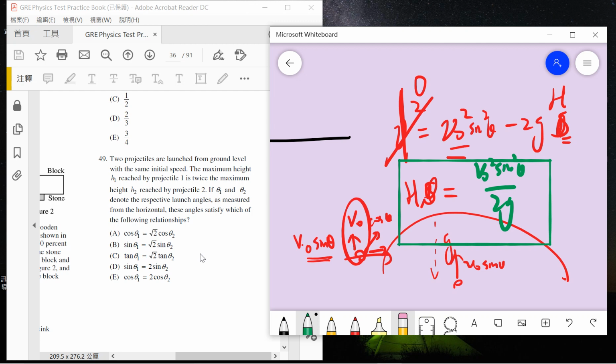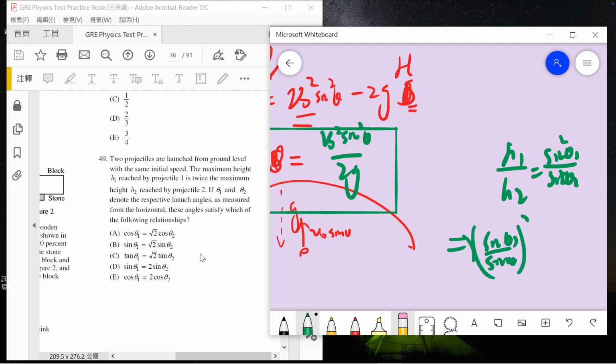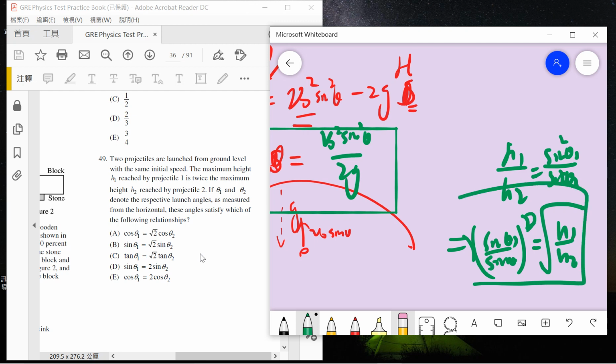Okay, so we have h1 over h2 is proportional to sine theta 1 squared over sine theta 2 squared. So sine theta 2 over sine theta 1 is 1 over the square root of h1 divided by h2. So this is the square root of 2. So sine theta 1 over sine theta 2 is the square root of 2. So the answer should be B.